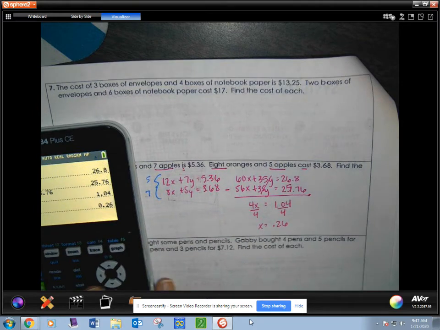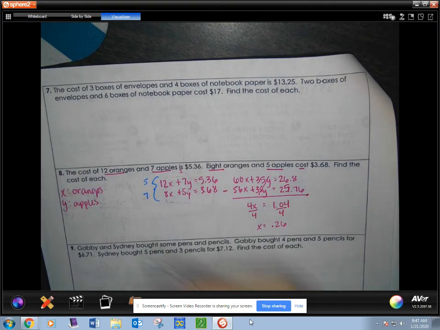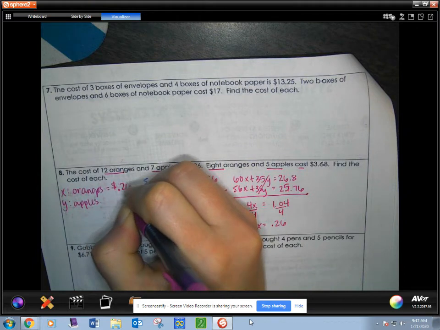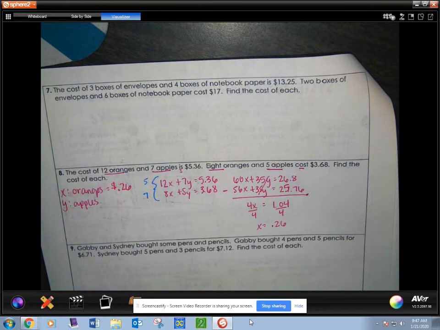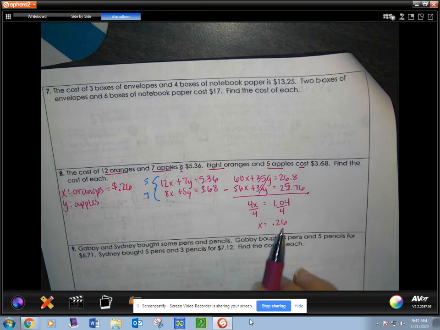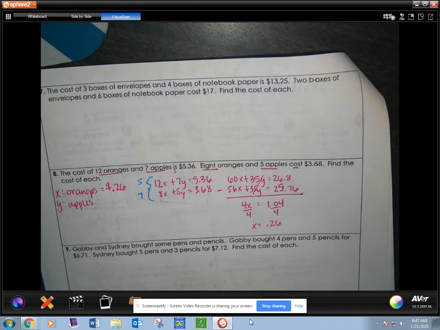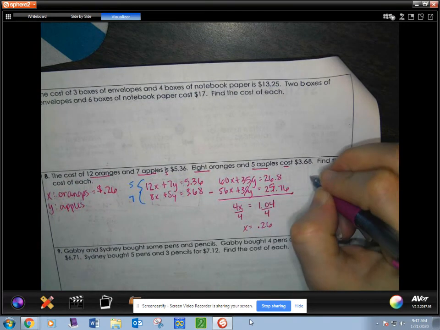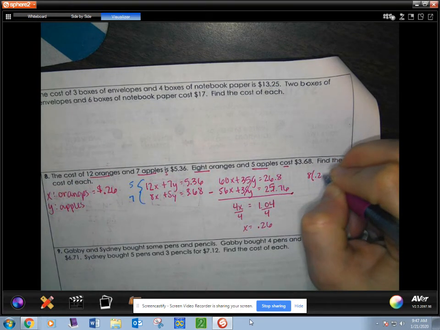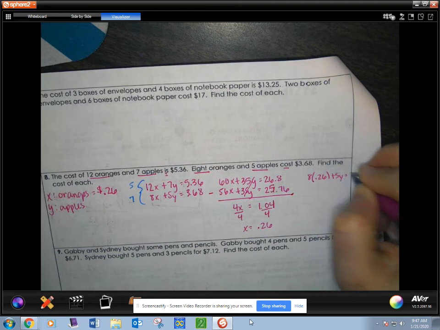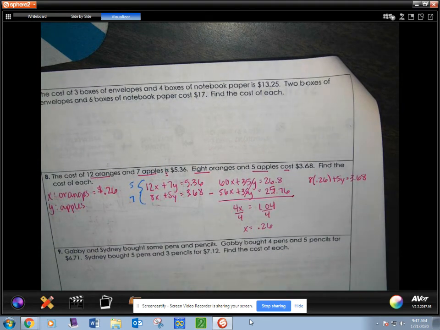Okay, so I'm going to come back over here. And since it said find the cost, we know that x is 26 cents. So you see I put the dollar sign. So now to find y, you just take this and plug it back into one of your original equations. Well, the bottom equation is smaller numbers, so I'm going to do 8 times 0.26 because I know that's what x is, plus 5y equals 368.